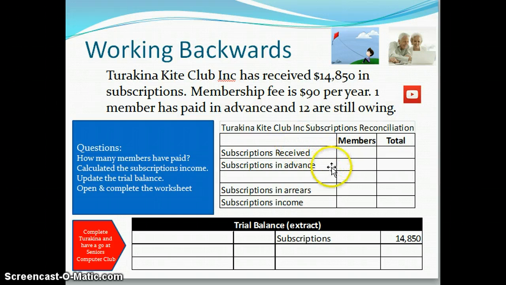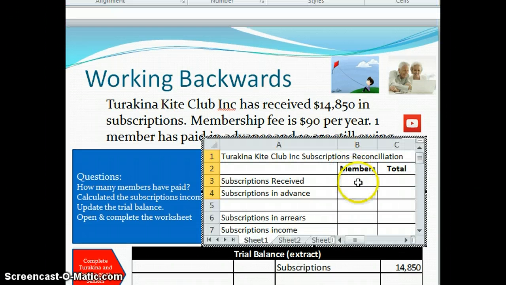So for the Turkey Kite Club, we're going to double click in here, at subscriptions received. It tells us that we have received 14,850. So we'll type it in there. Our membership fee is $90 per year. So what we're going to do is calculate the number of members. That's the total, and we're going to divide that by 90. And what this tells us is the number of members who have paid. So we've got 165 paid up memberships, assuming they all paid $90.